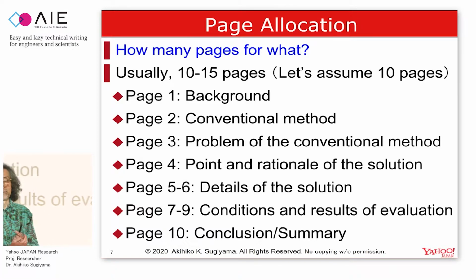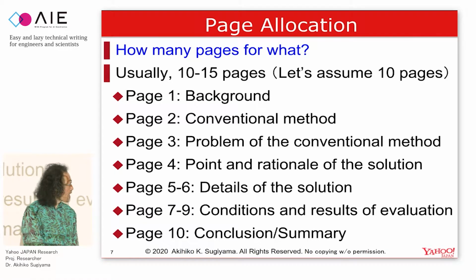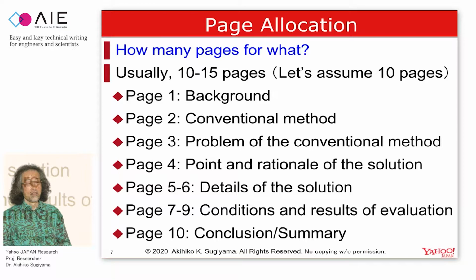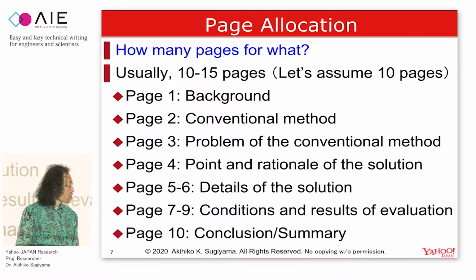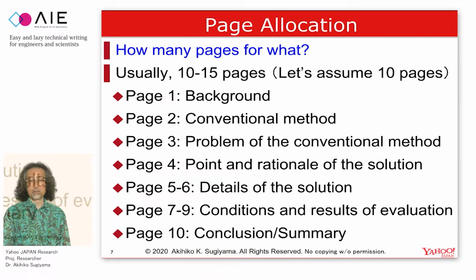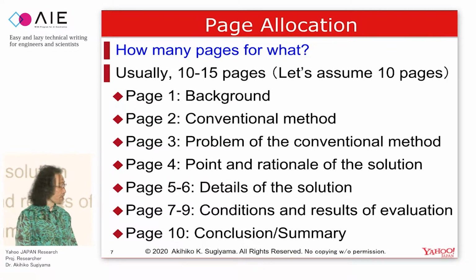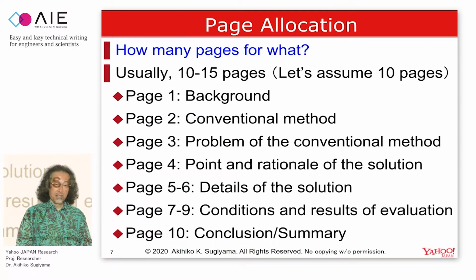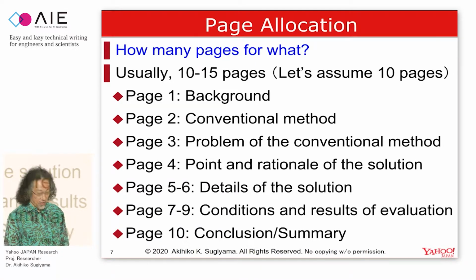Rationale means why it works, the reason. On pages 5 and 6, you will put details of the solution, followed by pages 7 through 9, where you will write conditions and results of the evaluation you have performed in the course of the research. And on the final page, page 10, you will put a conclusion or a summary. This is the general structure of a presentation, assuming you have 10 pages.